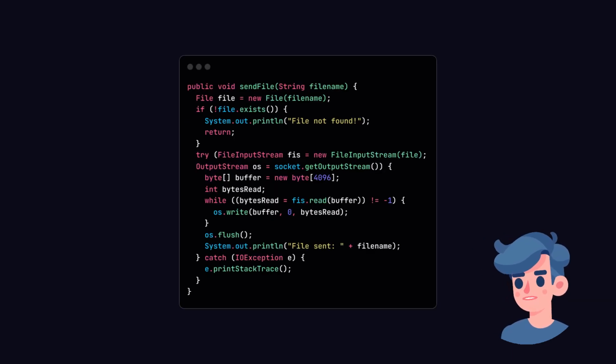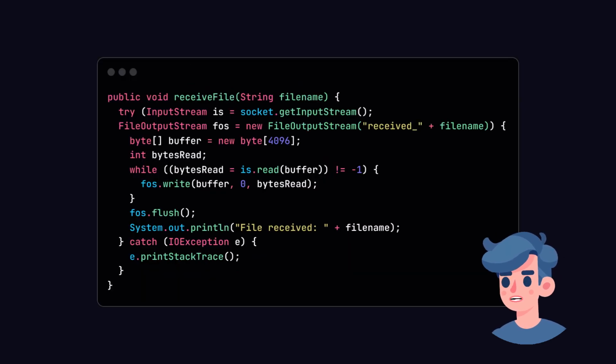Next, we will implement a method to send a file from one peer to another. We will also allow peers to specify which file they want to send through a command in the chat. To receive a file, we also need to implement a method in ClientHandler. We will read the incoming file data and save it to the local file system.